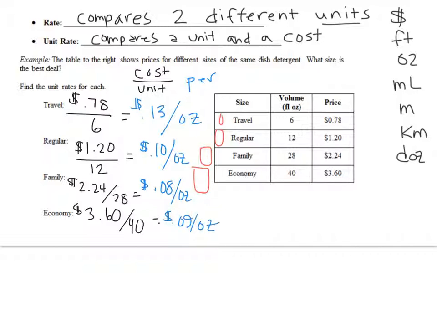So when you're doing unit rates, make sure that you always have the unit that you're talking about. You always put the money on the top. You can either write out the per part right here, or you can do the symbol.